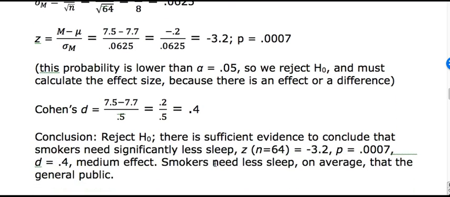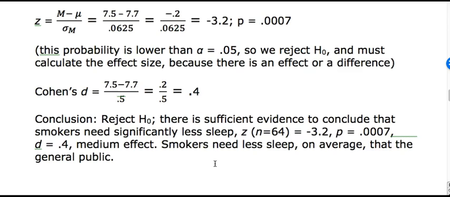So here is our conclusion. Last step: reject the null. There is sufficient evidence to conclude that smokers need significantly less sleep, comma, again, we need to provide our statistics to back up our claim that we just made. So z, n equal to 64, is equal to negative 3.2, comma, p is equal to 0.0007, comma, d is equal to 0.4, comma, it's a medium effect.